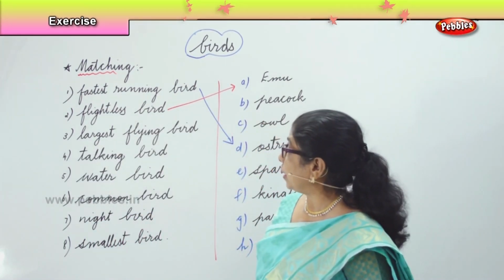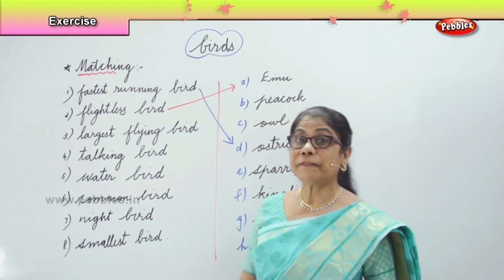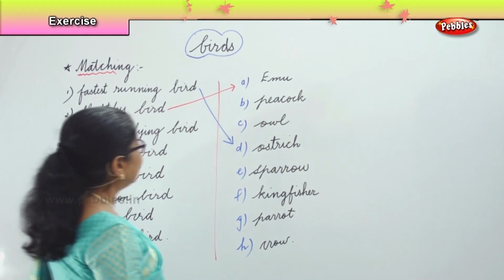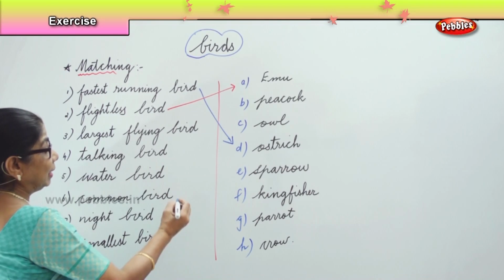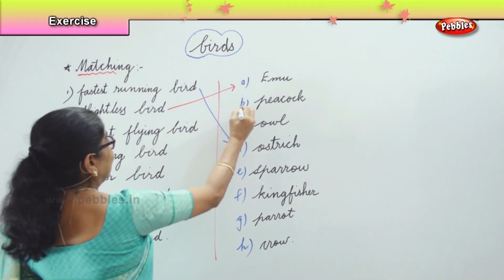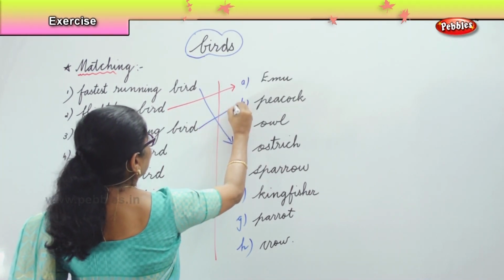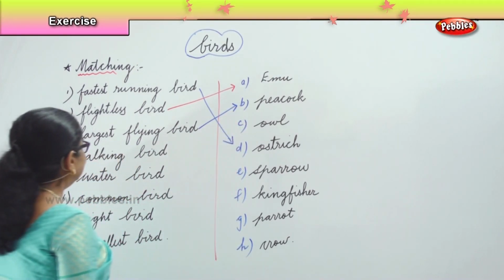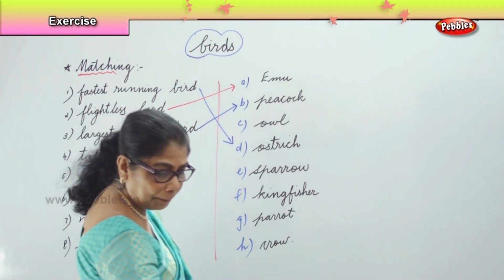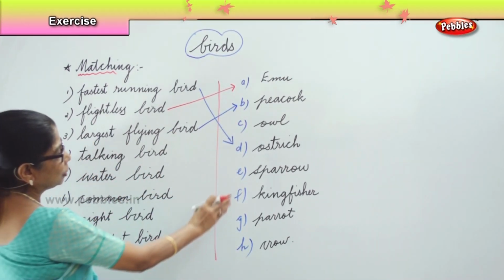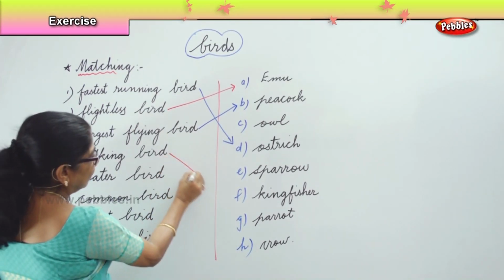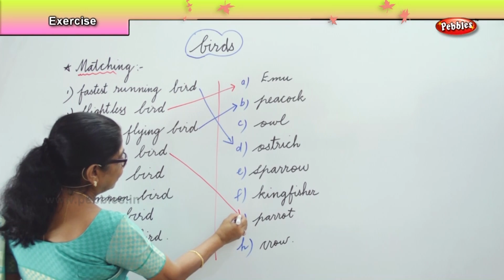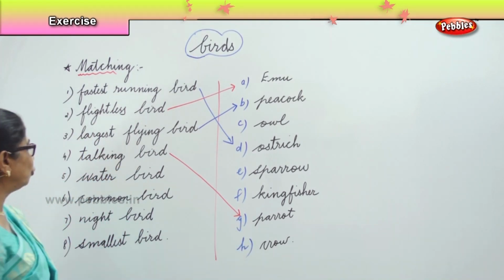Good. Next one. Largest flying bird. Which is the largest flying bird? The largest flying bird is definitely a peacock. Very good. And then talking bird, a bird that can talk. Who can talk among these? A parrot. A parrot can be trained to talk.